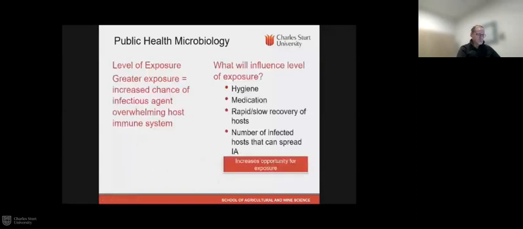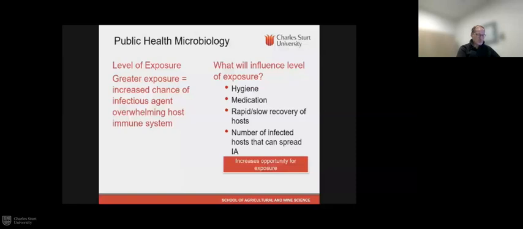Our level of exposure. The greater the exposure, the increased chance of our infectious agent overwhelming the host and the host's immune system. So then we can start to consider these factors. We've already touched on hygiene. What about medication? That can influence our exposure. It could be a positive or a negative, actually. Depending on what the medication is, it might impede the infectiousness, or it might even make it easier to become infected.